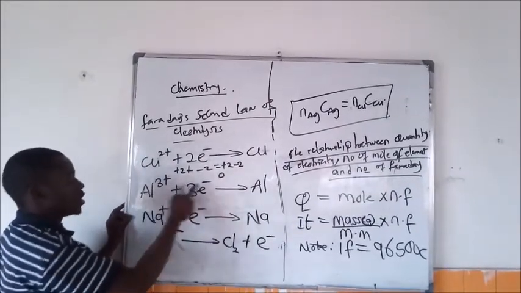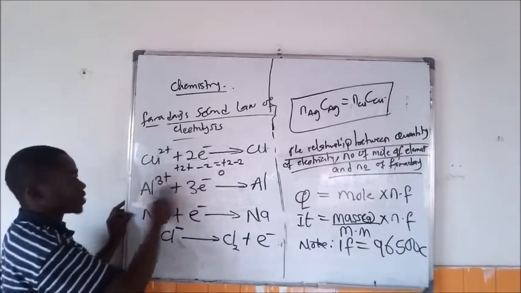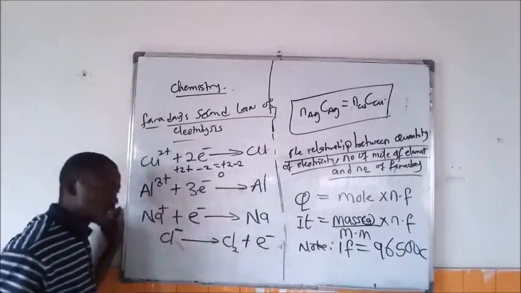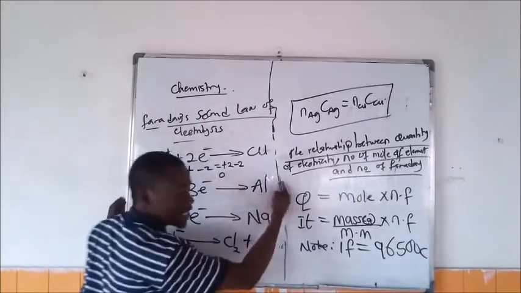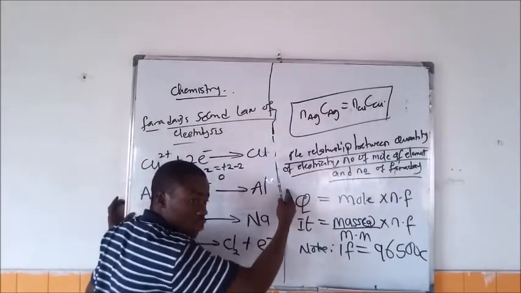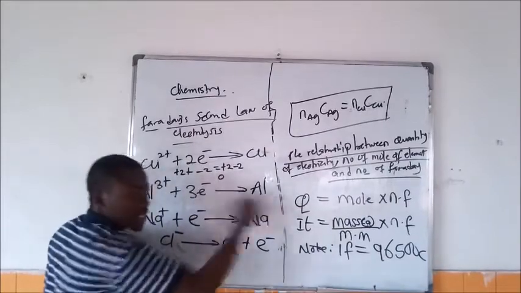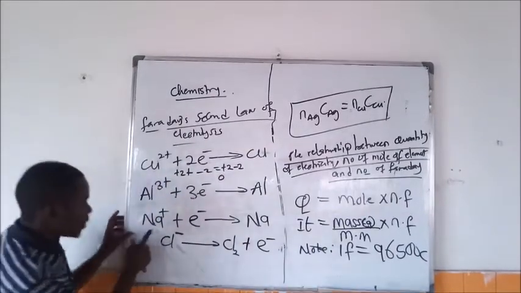The same thing goes for this. You have plus 3 minus 3, which will be equal to what? 0. And here you don't have any charge. That means on the right hand side it is 0. That means it is balanced.